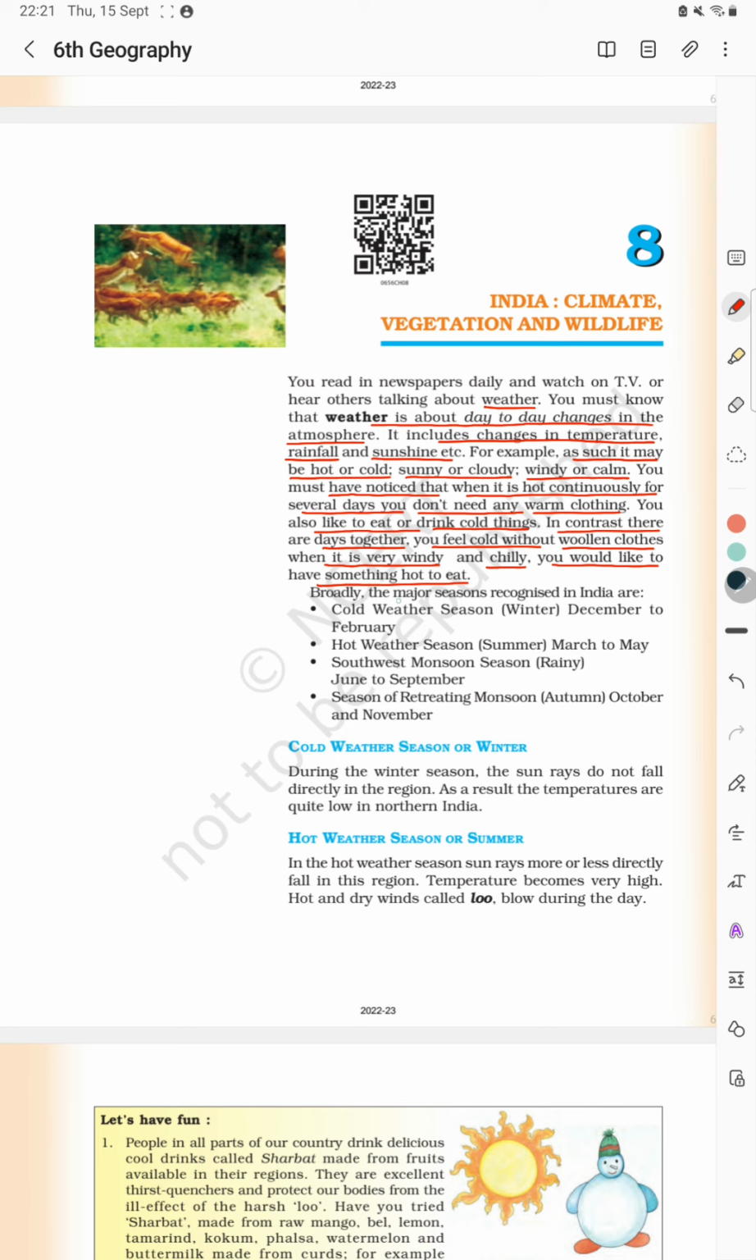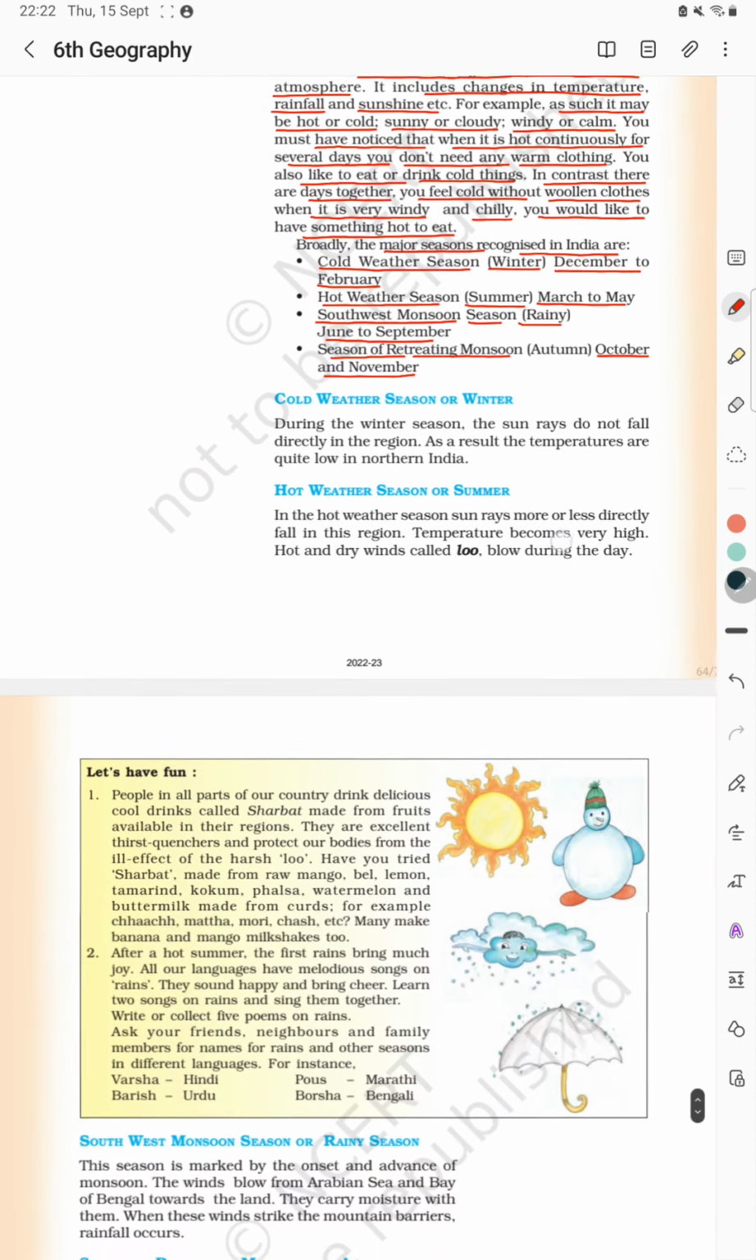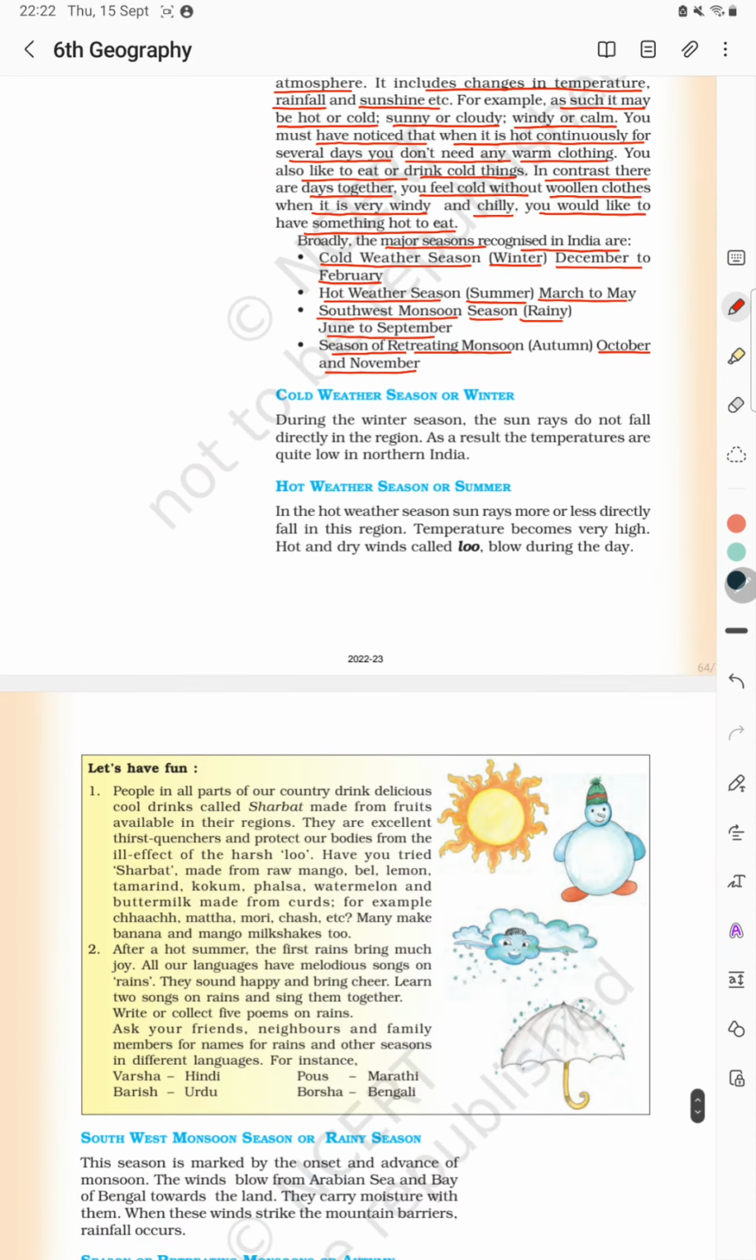Broadly, the major seasons recognized in India are the cold weather season, also called the winter season, from December to February; then the hot weather season or summer season from March to May; then the southwest monsoon season or rainy season from June to September; then the season of retreating monsoon from October to November. Now we'll discuss each season one by one. First, the cold weather season or winter.